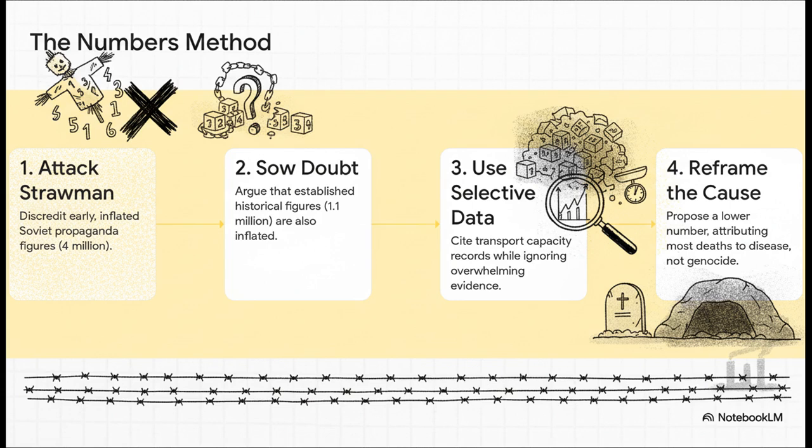Step 1, you attack an old, outdated number to prove that the figures can change. Step 2, you suggest that the current, accepted number is probably just as wrong. Step 3, you bring in your own hand-picked data, focusing only on things that support your case and ignoring everything else. And finally, step 4, you roll out your own, much smaller number, as if it's the result of some brave new research, completely rewriting what happened.